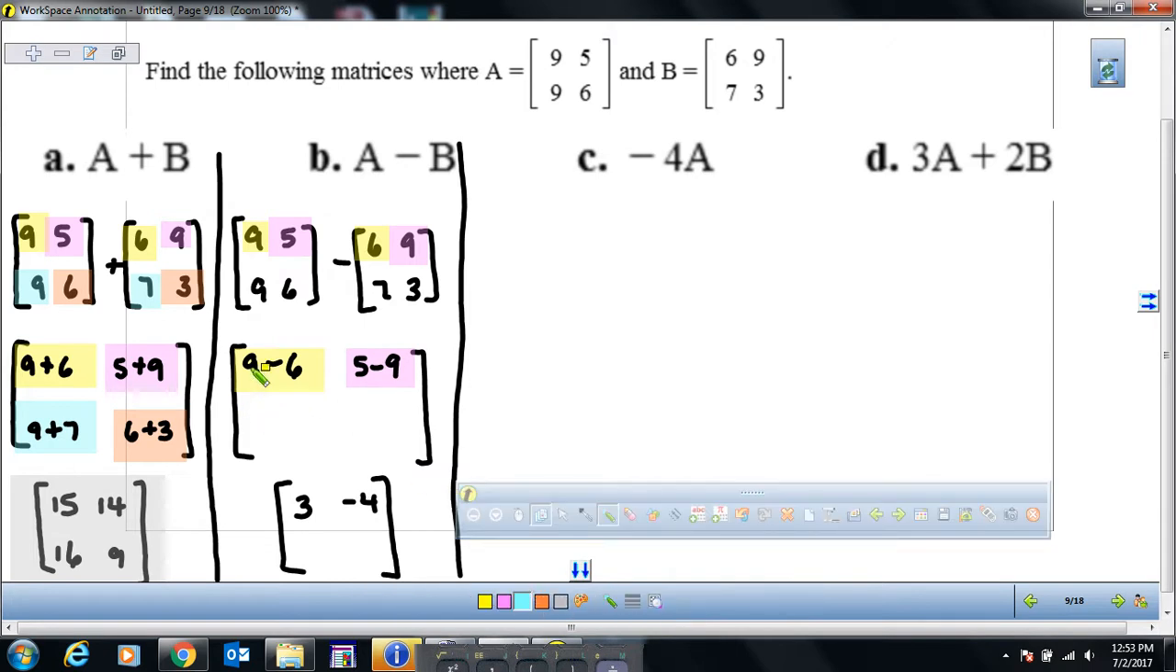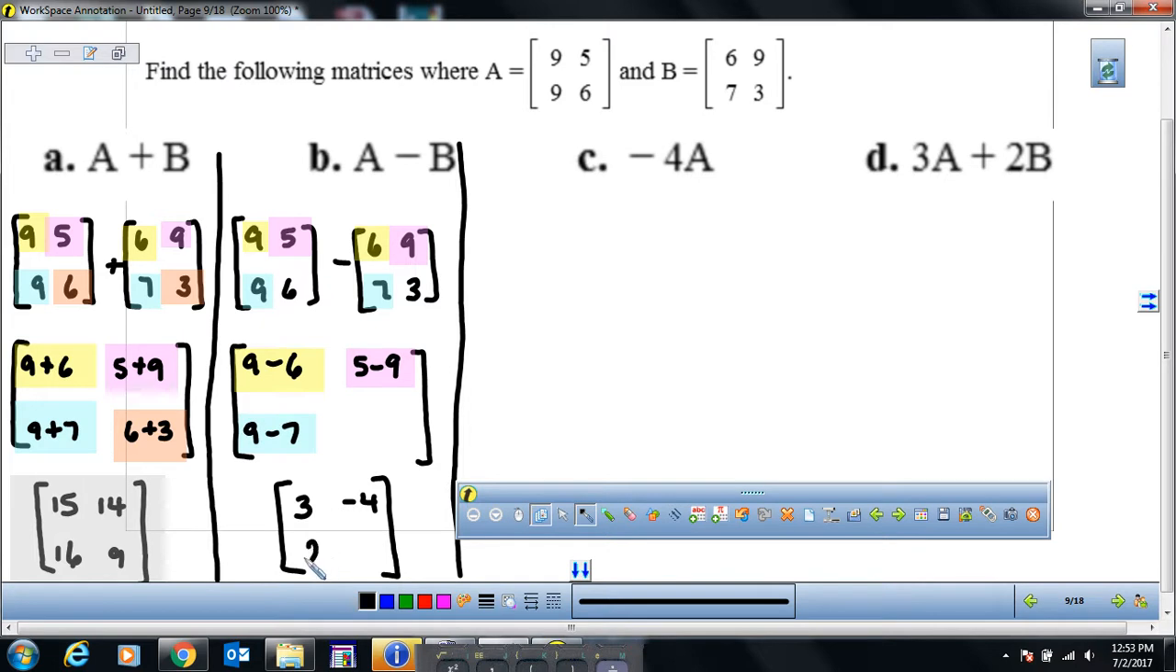The element in the second row, first column is going to be subtracted from the element in the second row, first column. So it will be 9 minus 7, which is a positive 2. And the element in the second row, second column is subtracted from the element in the second row, second column. So it's 6 minus 3, which is positive 3. And this is the solution to my matrix A minus B.